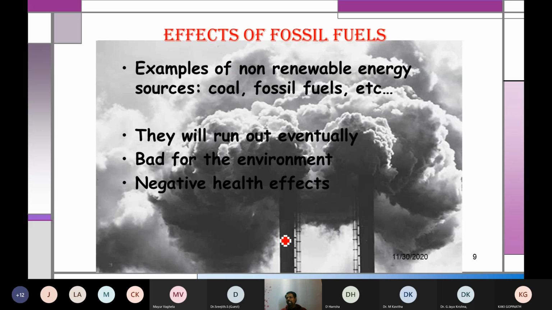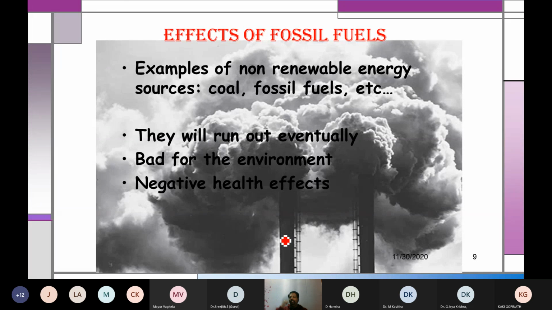Clear? If you just see the thermal power plant, how much emission is occurring. If you just see the picture of a thermal power plant, just see near the chimney, how much emission is coming.